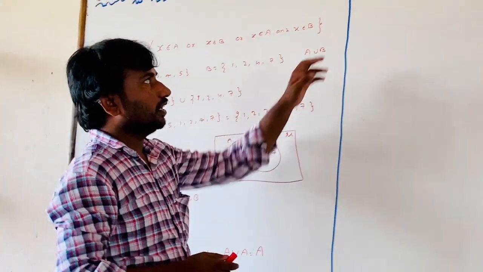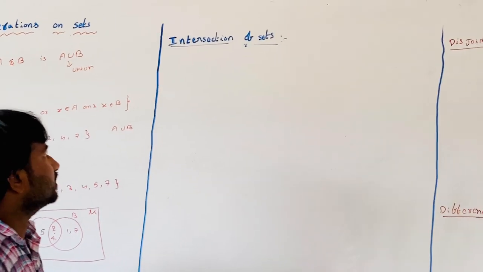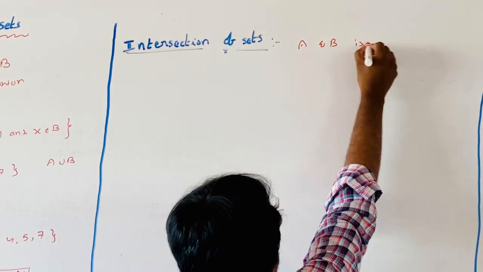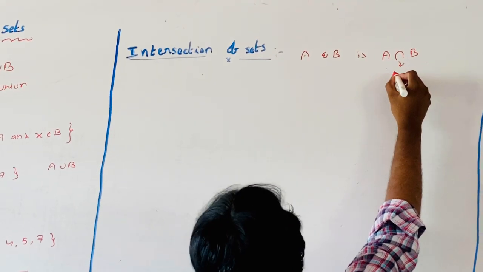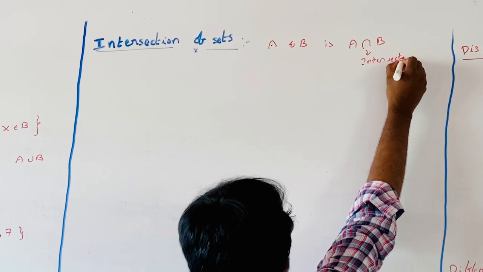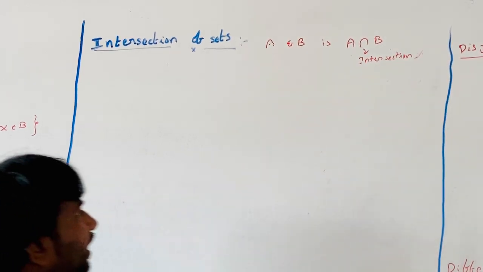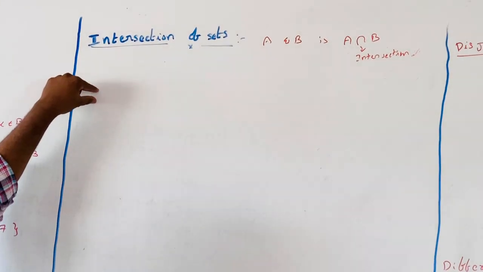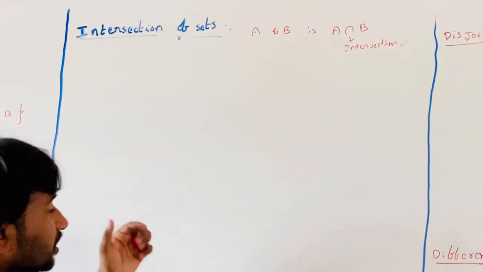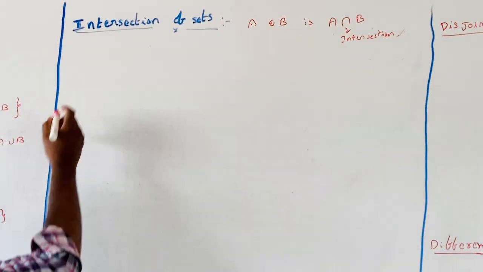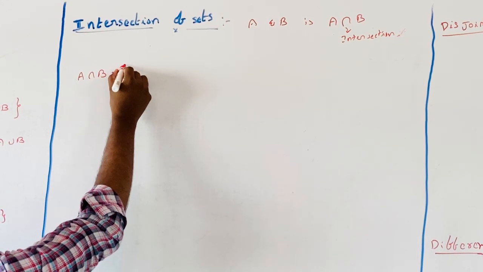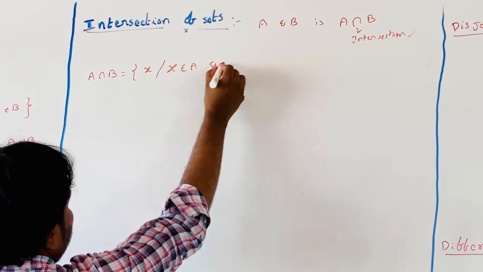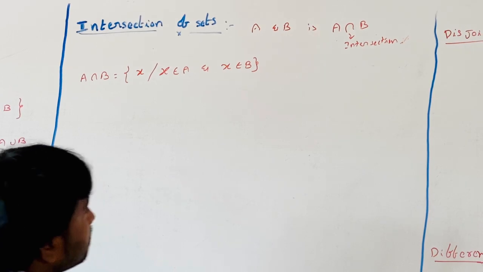Now the second topic is intersection of sets. The intersection of two sets A and B is A intersection B. A intersection B is a set of all the common elements of A and B. The set builder form of A intersection B is equal to X such that X belongs to A and X belongs to B.